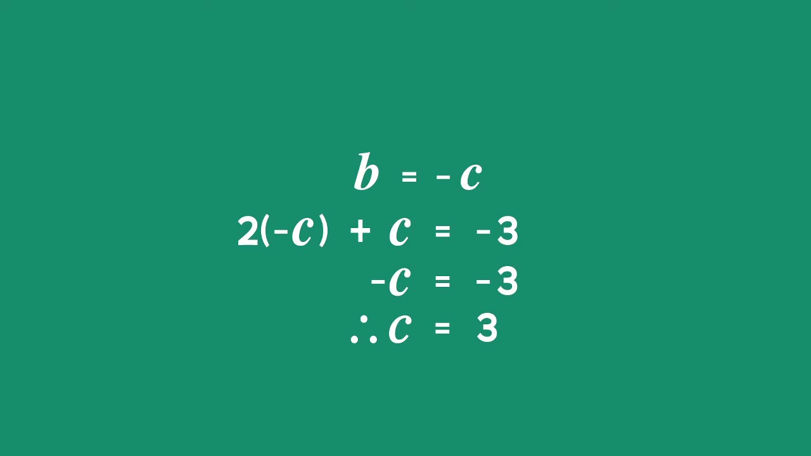We can then substitute that back into equation 1. We know that b is equal to negative c, therefore b takes on the value negative 1 times 3, which is negative 3. So our general form for this specific quadratic sequence is an squared, where a was 2, plus bn, where b was negative 3, plus c, and we've seen that c took on the value of 3. This is the general form for this specific quadratic sequence.